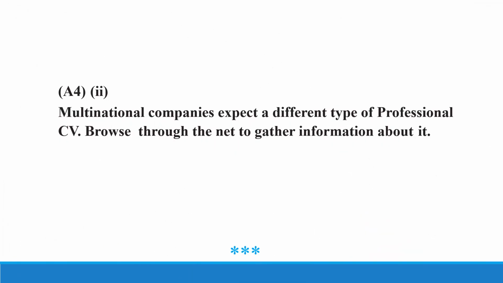Activity 4, the second task of activity 4 is that multinational companies expect a different type of professional CV. Browse through the net to gather information about it. Multinational companies are the companies that are working in other countries internationally. These companies want a particular CV of a particular format. Just go to the net and find out what kind of CV they expect. You are going to learn about the CV that is needed by the multinational companies.